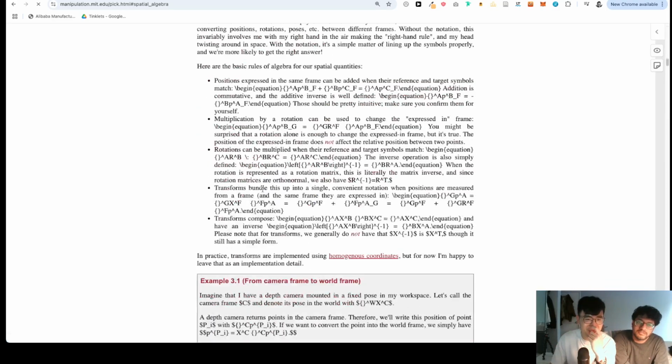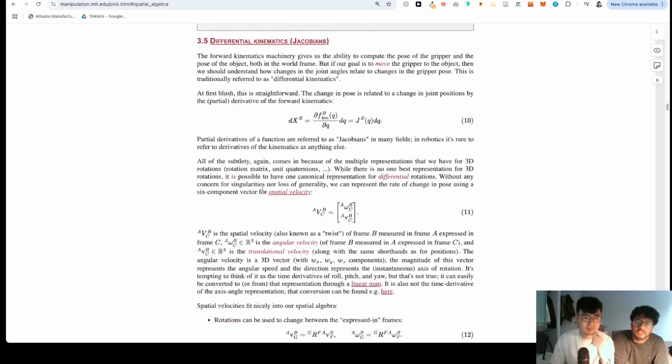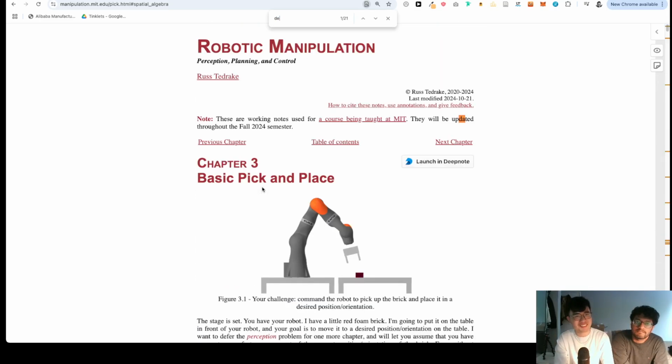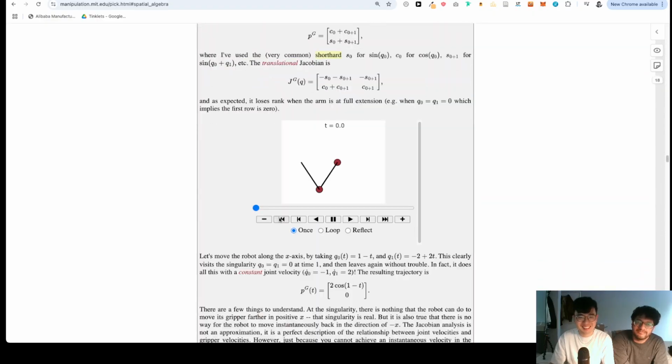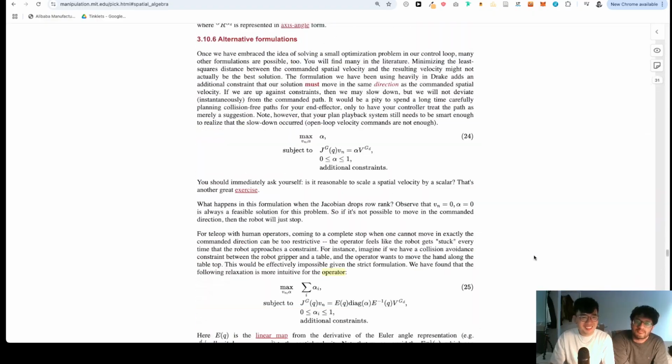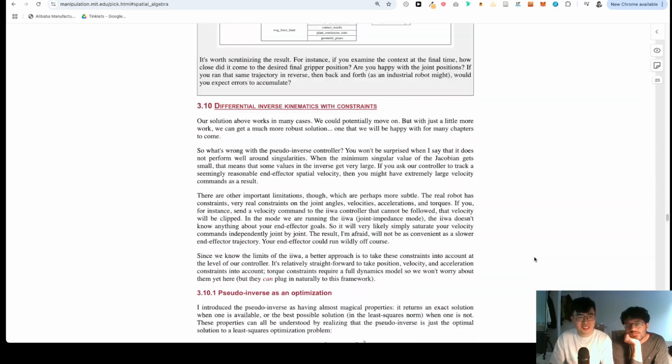Oh really? Yeah, spatial algebra right here. See, if they didn't teach me, I'm not supposed to know it. You can try. Why are they not teaching these? That kind of surprises me. What are they teaching instead?